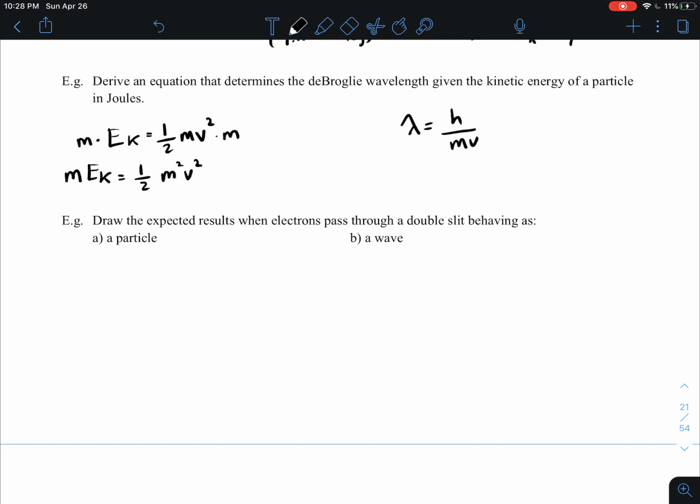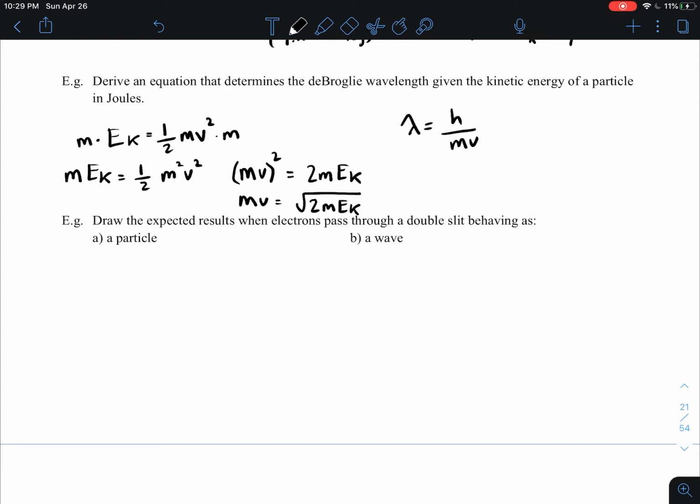What we can then do is isolate for the mv. So if I get mv by itself, which is m squared v squared, it's the same thing, it's just mv squared, is then equal to 2m EK, or mass times velocity is equal to the square root of 2 times mass times EK.